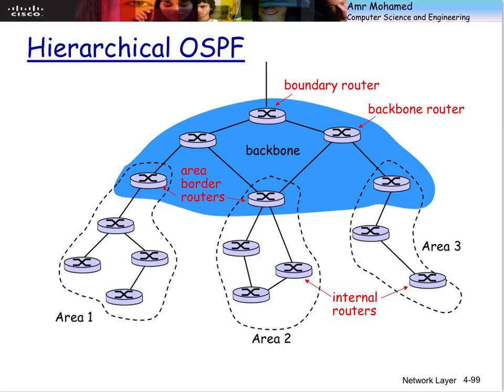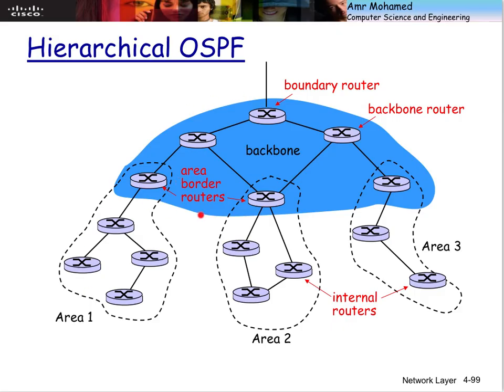And the main reason for hierarchical OSPF was the fact that the link state flooding needs to be more scalable to avoid the overhead resulting from flooding all these link states to the entire network. So to mitigate this, OSPF defines the hierarchical concept where we define the concept of areas. So the link state advertisement is flooded within an area.